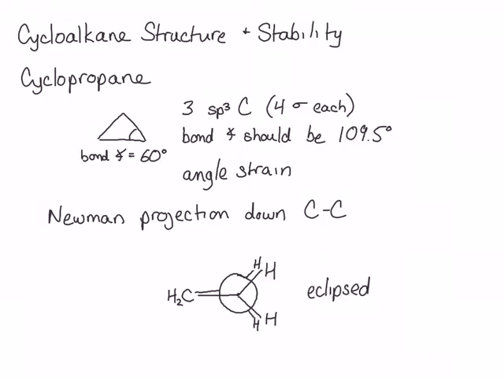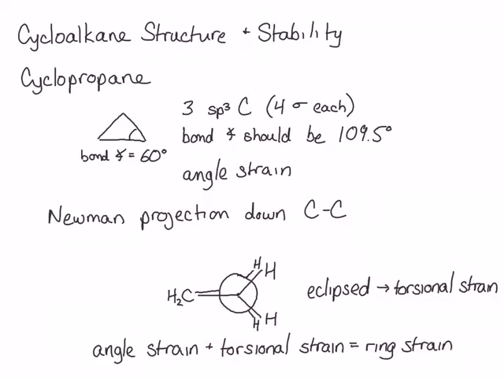This results in torsional strain, as we discussed earlier this week. So cyclopropane suffers both from angle strain and torsional strain, and the combination of angle strain plus torsional strain gives us something called ring strain. And cyclopropane has the highest ring strain of any cycloalkane.